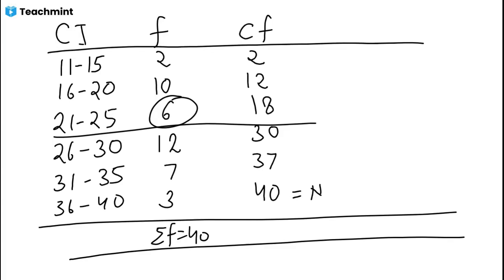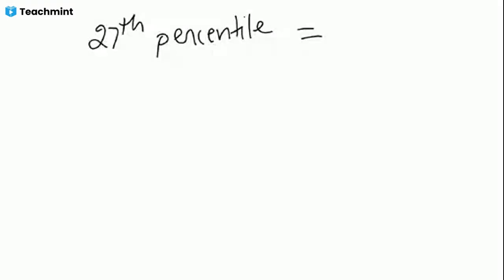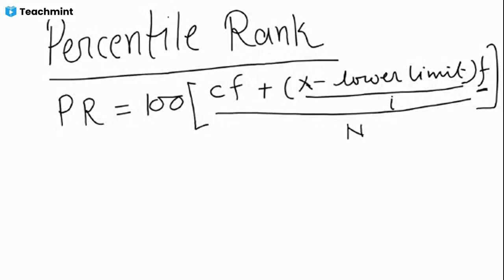So for frequency we use the same class, and for CF we use just the preceding one. If our percentile belongs to this class, then we'll use the value of f of this one, but CF of this one. Class width means upper limit minus lower limit, just the gap between these limits. So you got that? Yes, ma'am, I got it.